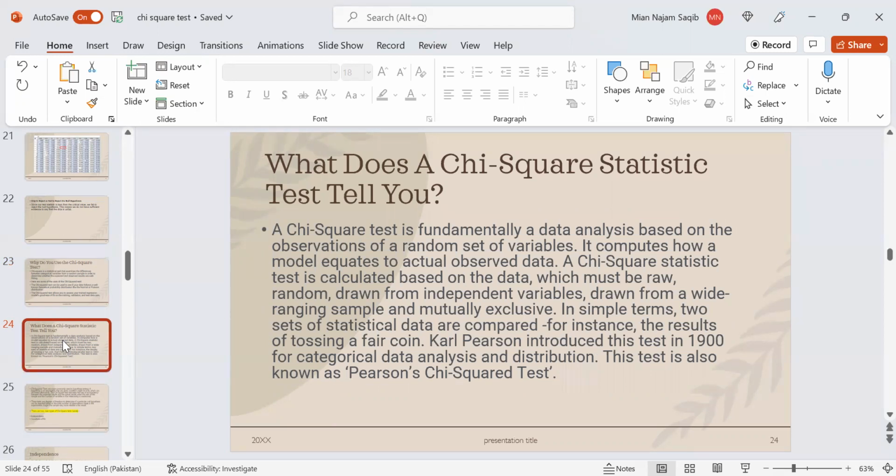In simple terms, two sets of statistical data are compared, for instance, the results of tossing a fair coin. Karl Pearson introduced this test in the 1900s for categorical data analysis and distribution, and it is also known as Pearson's chi-square test.